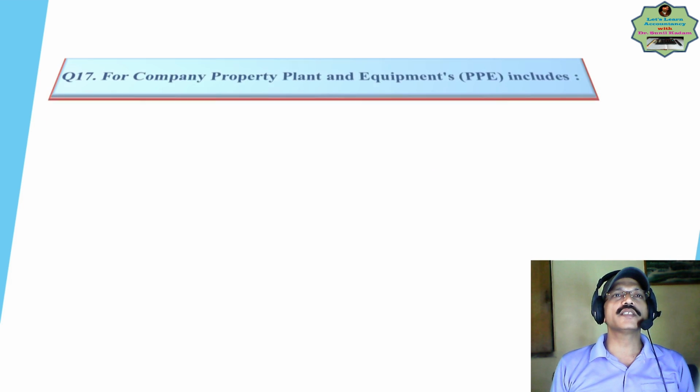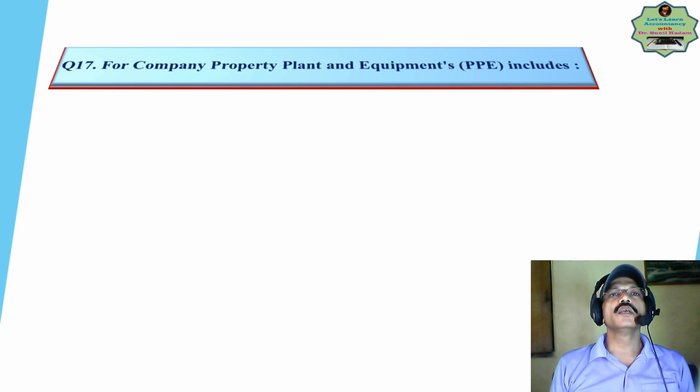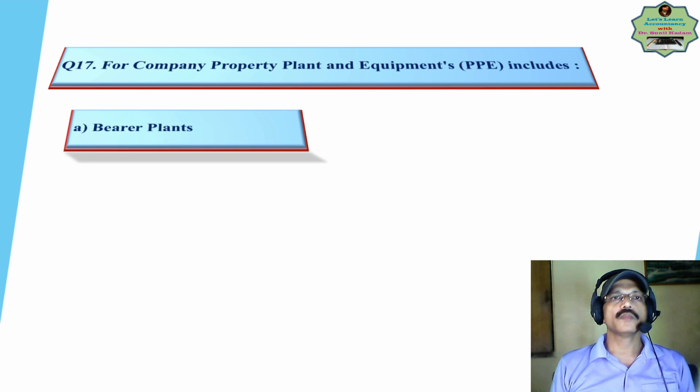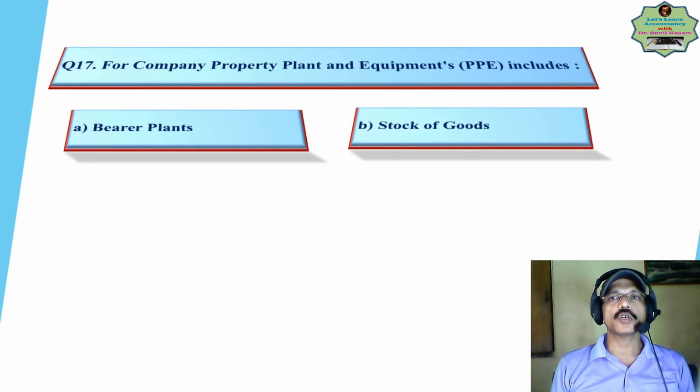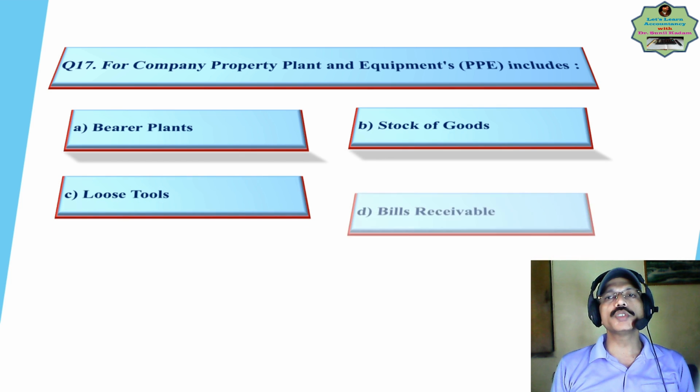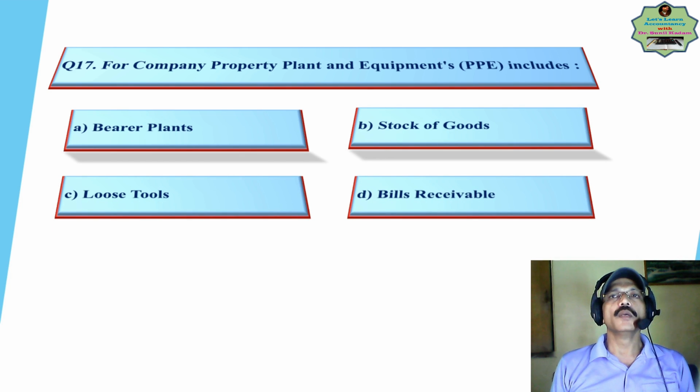Number 17 says: for a company, property, plant and equipment, PPE, includes bearer plants, stock of goods, loose tools, bills receivable. PPE is plant and property, comes under fixed asset, tangible asset, and comes under non-current asset, the asset part of the balance sheet.